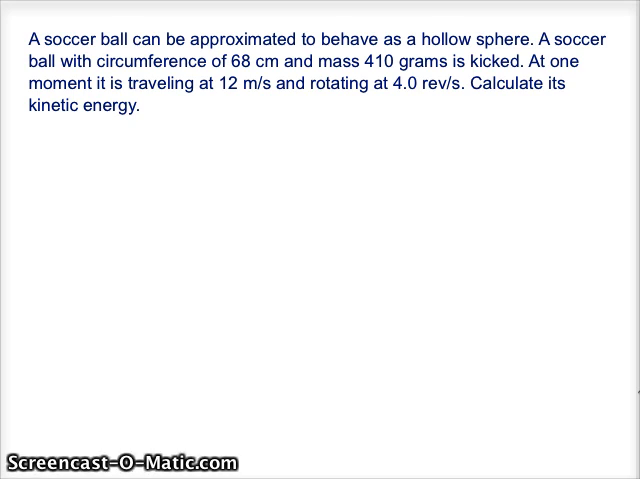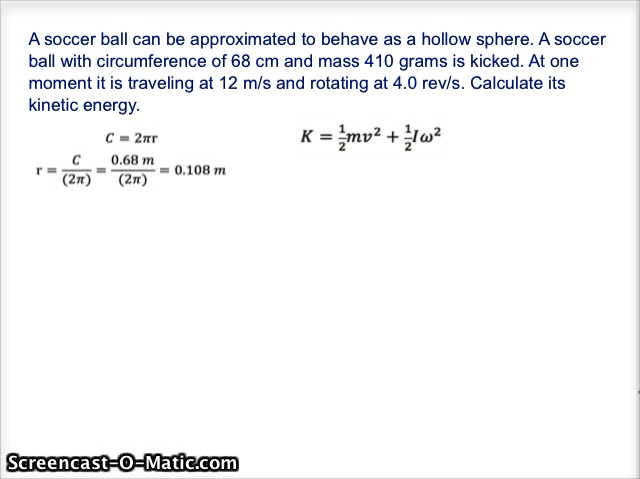But we'll have to do a little bit of prep work with the information given. In order to use this formula, we will need to figure out what the radius is. We were given the circumference, so we can use the C equals 2 pi r or pi times diameter formula and determine that the radius is 0.108 meters. Notice that I put that 2 pi in parentheses. Be very careful when you do this calculation that you group the 2 and the pi together when you divide so that your calculator gives you the result you expect.